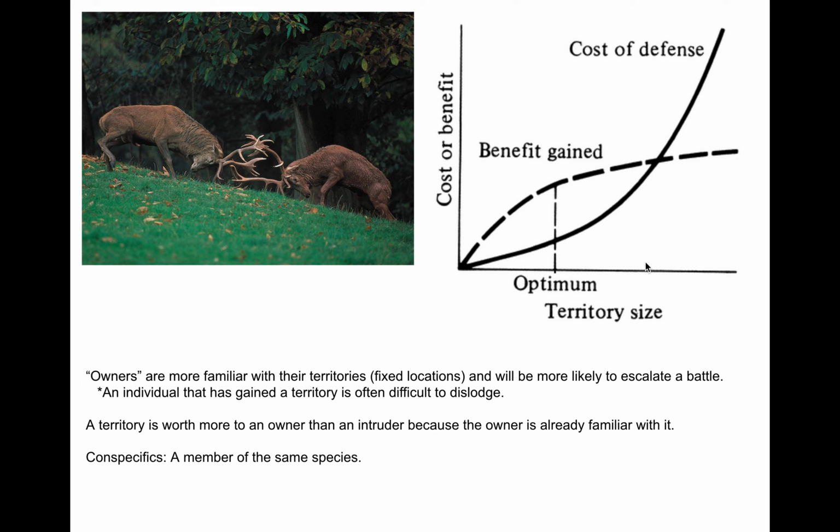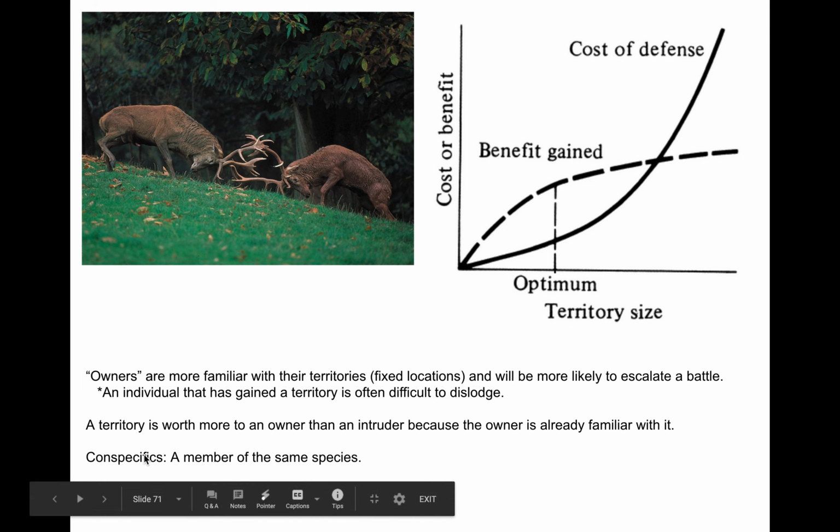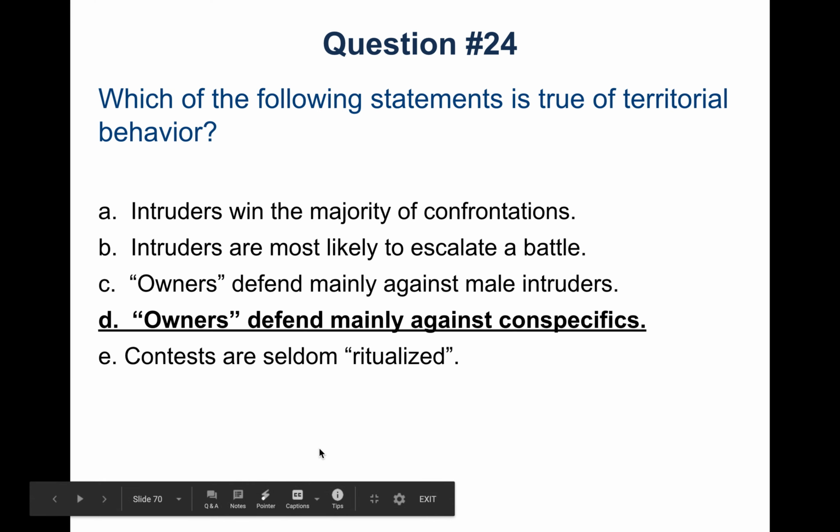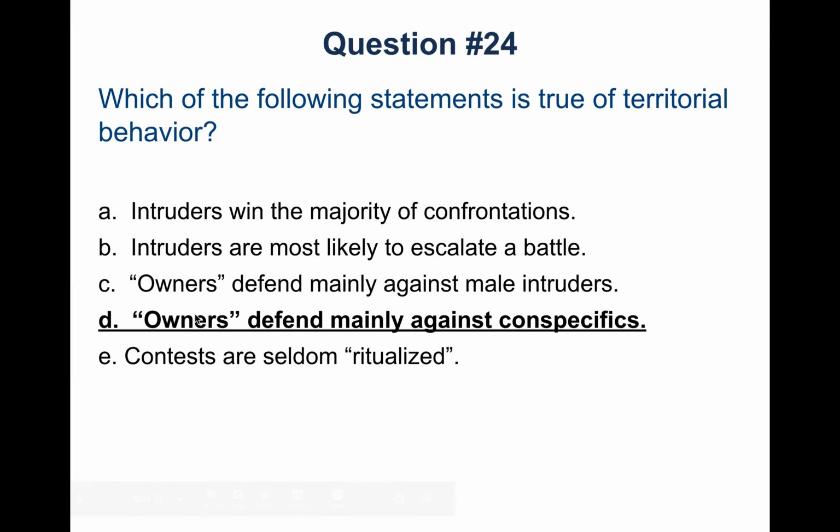If the territory is too big, it's hard to defend. You could get a bunch of different intruders coming at the same time. So you've got a little sweet spot, and that will change depending on the size of the organism and things like that. When it says conspecific, this means members of the same species. So mainly when you've got territorial behavior, the owners are going to be defending against members of the same species, competition.